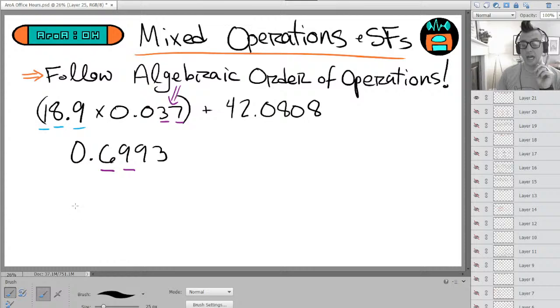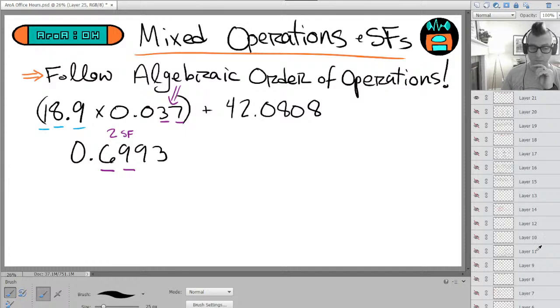Now, I'm not going to round right now. I'm not going to round because we're not at the end of the problem. You always save your rounding to the very end. But what I am going to do is put these two lines here to remind myself that this number has two significant figures, but I'm going to wait to round to the very end.